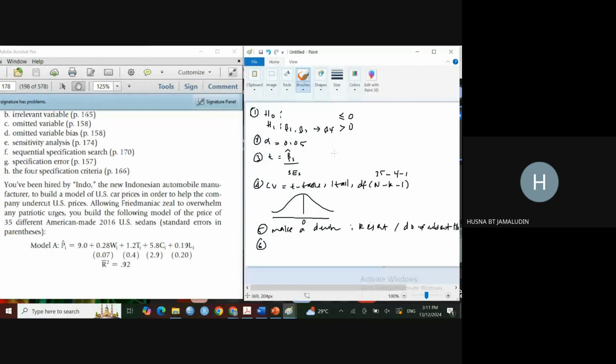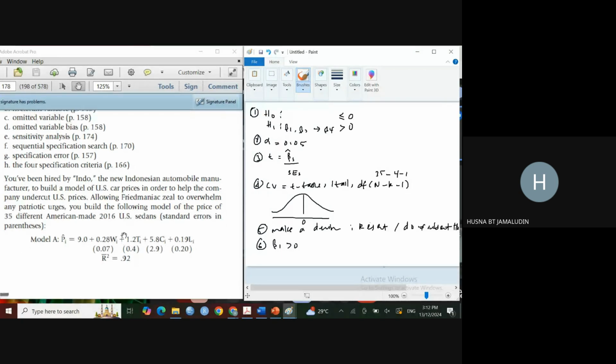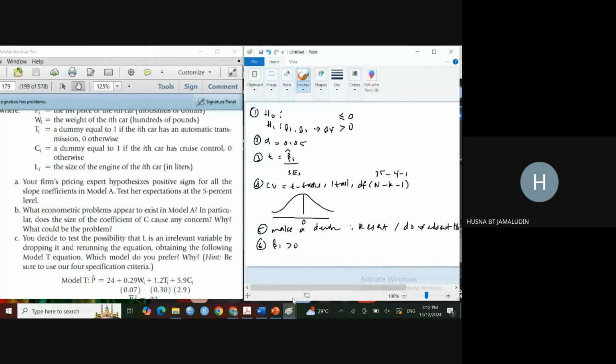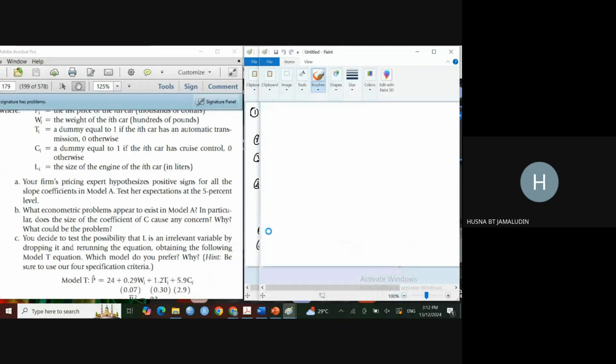Sometimes when you interpret, you will just say beta 1 is bigger than 0. This is not an interpretation. You should tell what it means: weight has a positive impact on the change in the price of the car. So you have to interpret. You have 6 steps, and each step is worth 1 mark. I will leave that to you. This is number A. Number B. If you have any questions, just let me know.